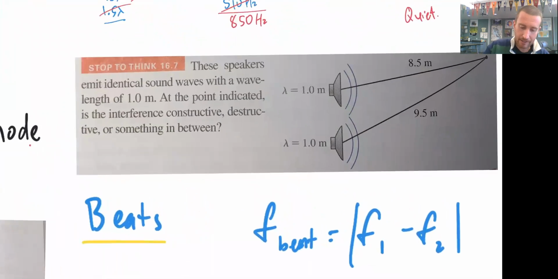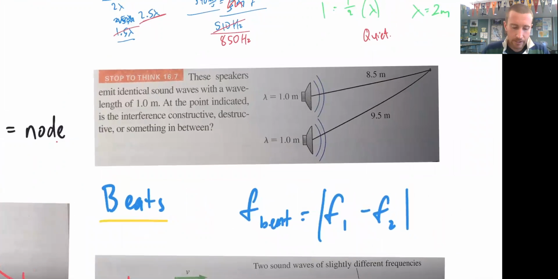Let's do another little practice on a stop and think. These speakers emit identical sound waves with a wavelength of 1 meter. At the point indicated, is the interference constructive, destructive, or something in between? Okay, so they're 8.5 meters and 9.5 meters. That's a difference of 1 meter. The wavelength is also 1 meter, so they should perfectly align at that point. 1 meter with a wavelength of 1 meter is exactly 1 wavelength away, so that should be purely constructive interference.